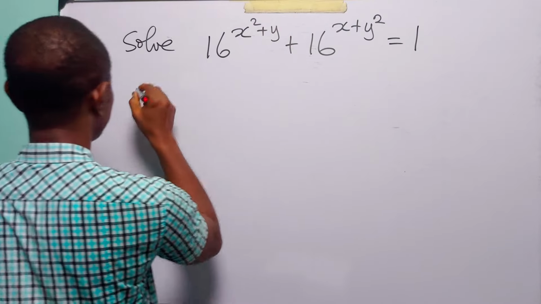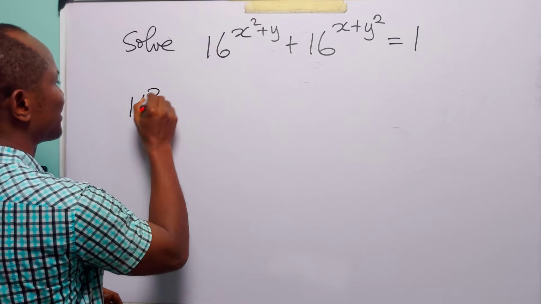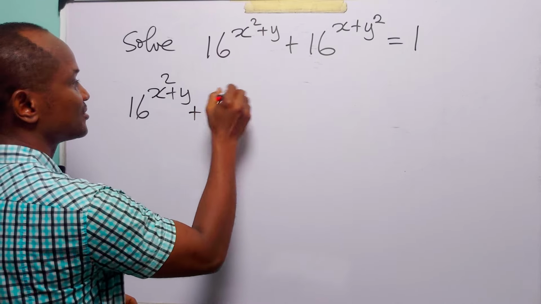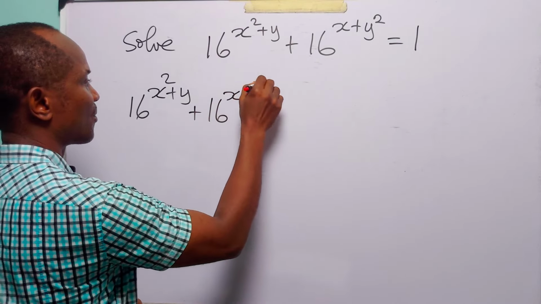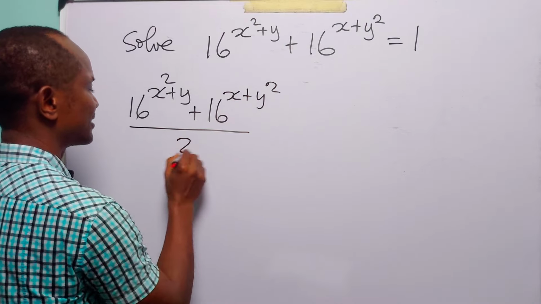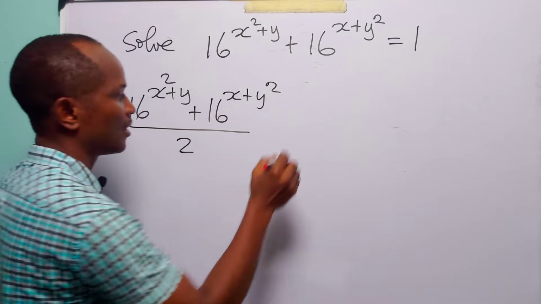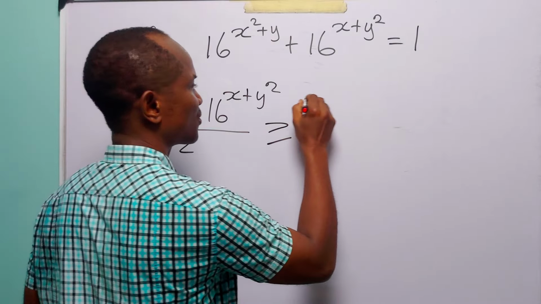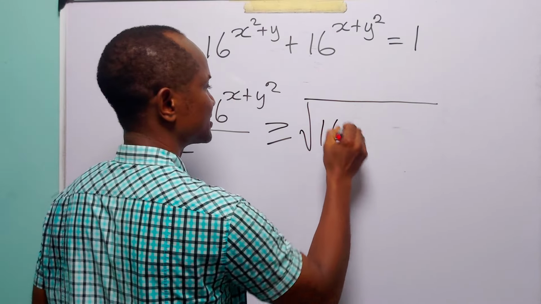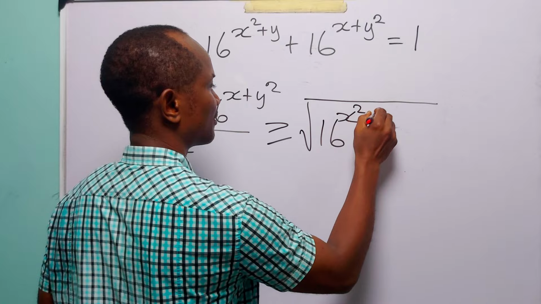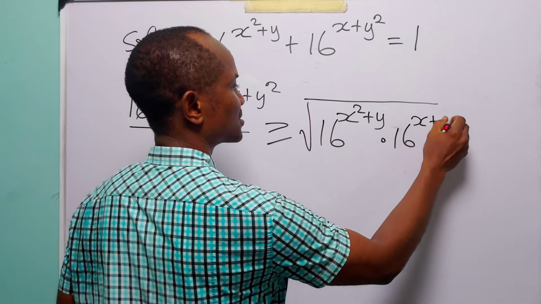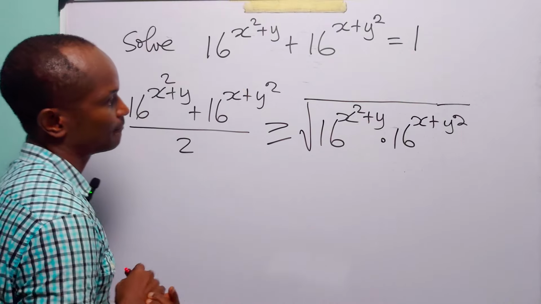So we have that 16 to the power x squared plus y plus 16 to the power x plus y squared, divided by 2. This is the arithmetic mean. Must always be greater than or equal to the square root of 16 to the power x squared plus y multiplied by 16 to the power x plus y squared.